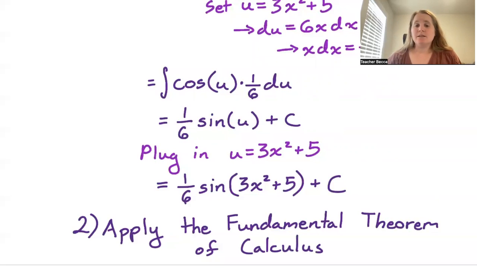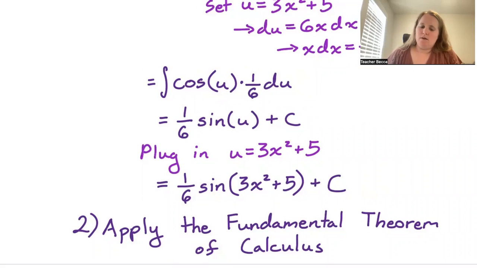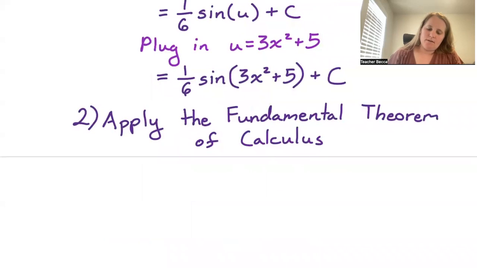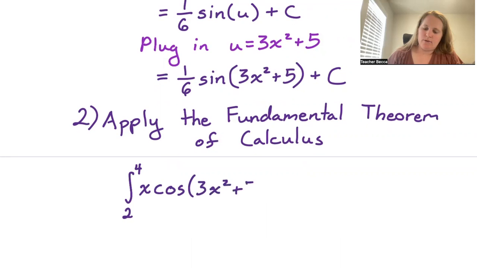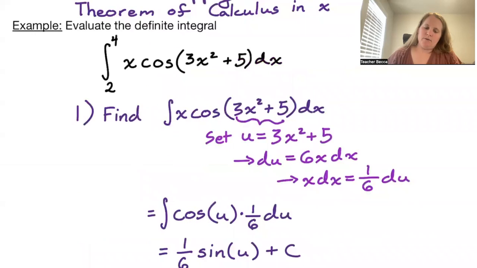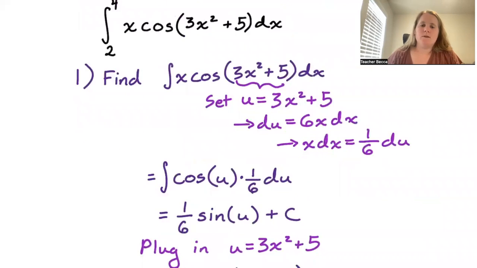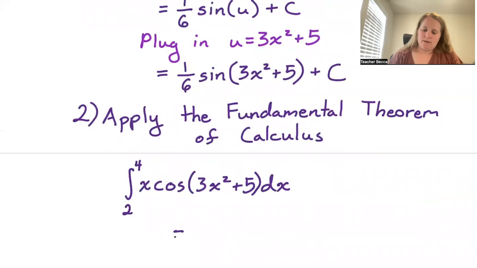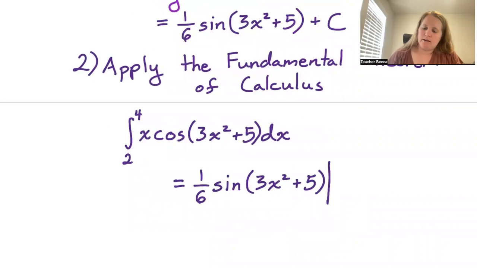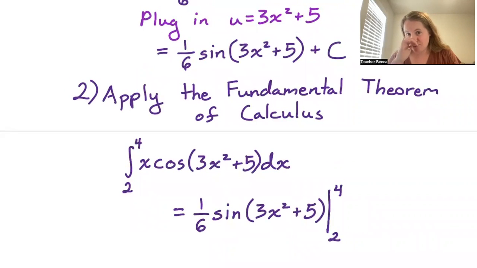So at this point, we have found an antiderivative. It's relatively quick to finish from here. We have that our definite integral from 2 to 4 of x cosine of 3x squared plus 5 dx, and that was our original definite integral, should be equal to our antiderivative, 1/6 sine of 3x squared plus 5, and then that vertical line evaluated at 2 and 4. You can pick any antiderivative you want. I chose the case where c was equal to 0 here.